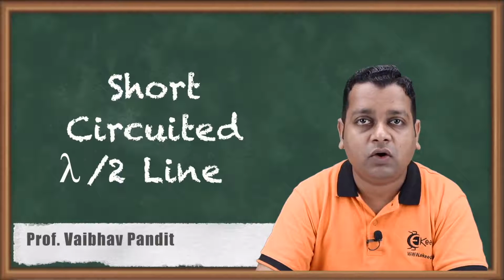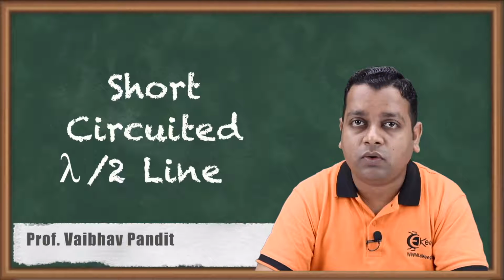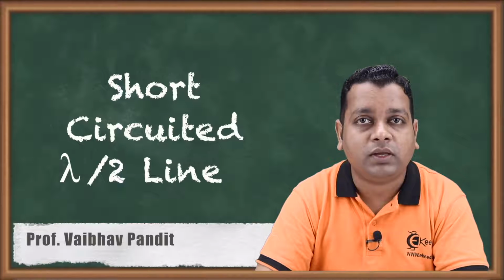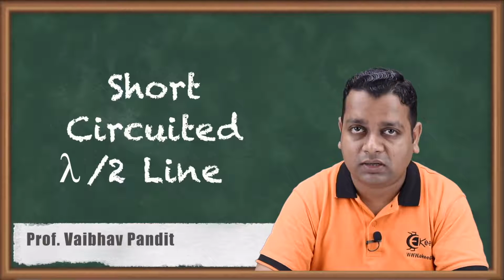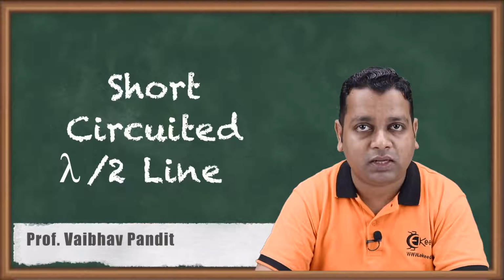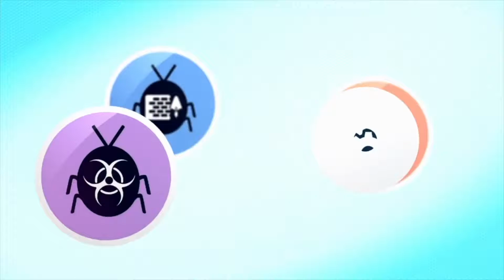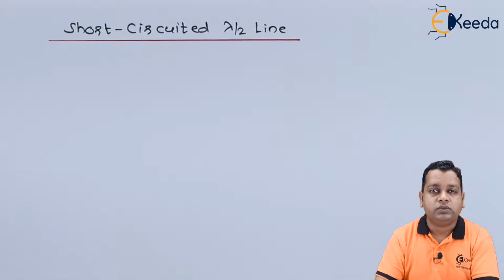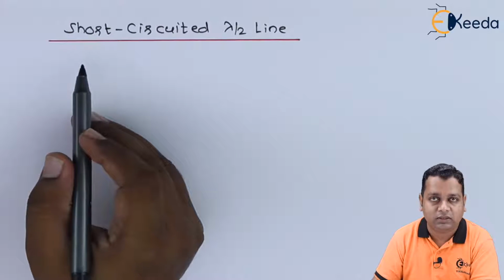From here onwards, we can use a limited length of microwave transmission line for the purpose of resonance, by having proper terminations, either open or short circuited. So let us start with the topic short circuited lambda by 2 lines. Here we start with our topic, the short circuited lambda by 2 line.